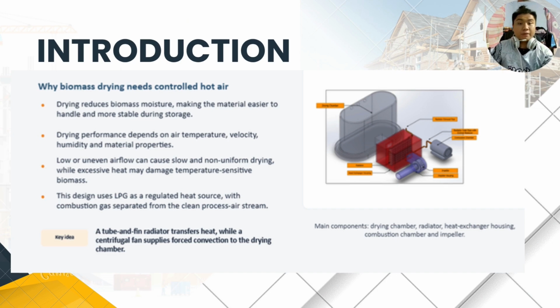Because of this, our project proposed an indirect LPG-fired air heater. In this system, LPG is used as the heat source, but the combustion gas does not directly touch the biomass. Instead, heat is transferred through a tube and fin radiator, while a centrifugal fan supplies forced airflow into the drying chamber. This design helps to provide cleaner and more controlled hot air for the biomass drying process.